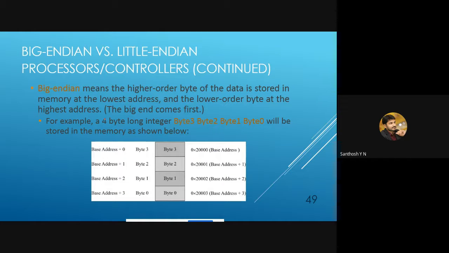Now in the big endian concept, it is the same thing but in a reversed manner. Byte 0 goes in address 8003, byte 1 in 8002, byte 2 in 8001, and byte 3 in 8000. So we are just storing the result in a reversed manner, but right now we are using the little endian concept in our ARM processor.